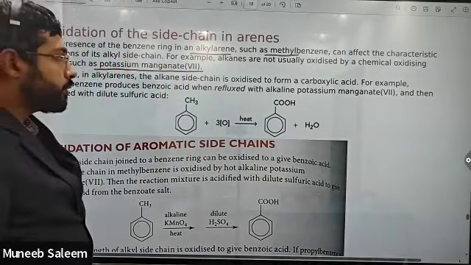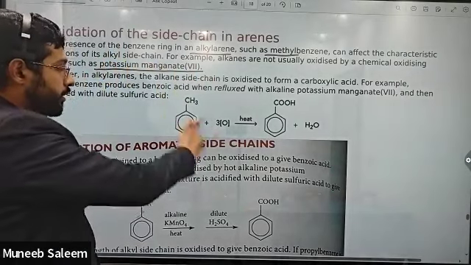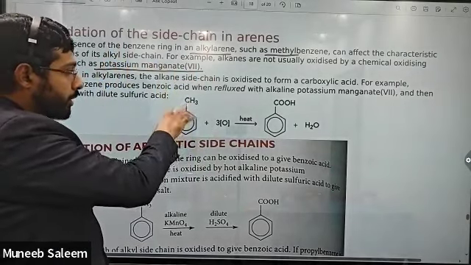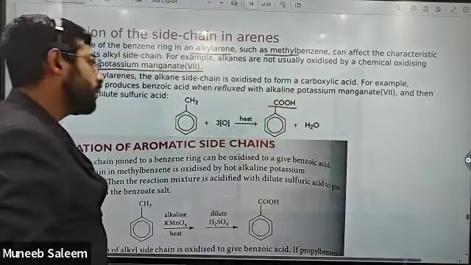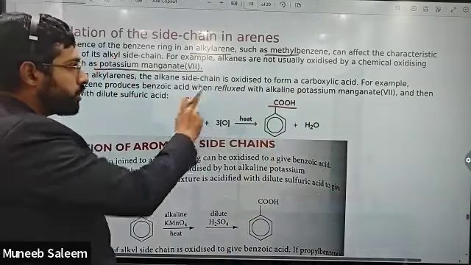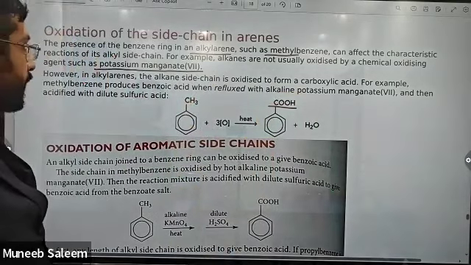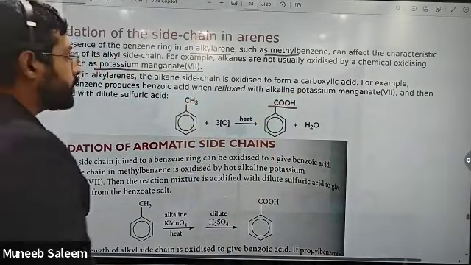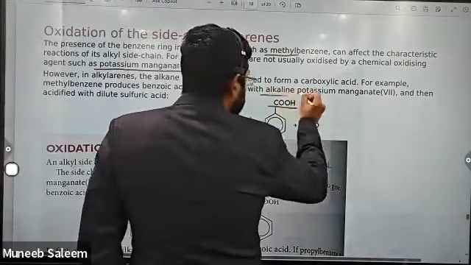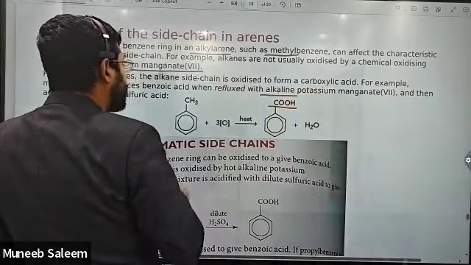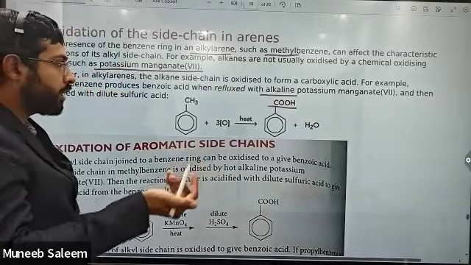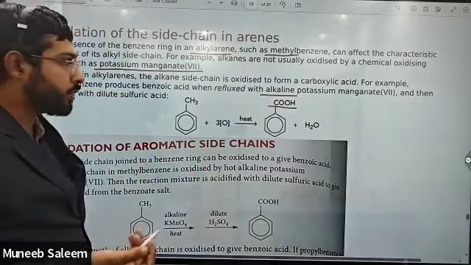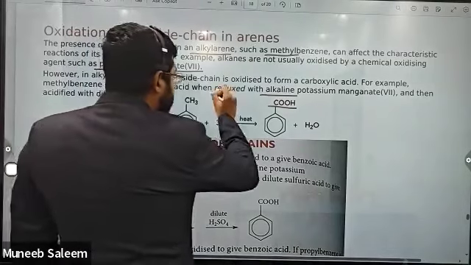So what happens during this reaction is that the alkyl group is basically oxidized into the carboxylic acid part. In the presence of the oxidizing agent, it will be oxidized to carboxylic acid in the presence of alkaline KMnO4. So we do need to use alkaline conditions. It could be NaOH or it could be KOH. And also it has to be refluxed.